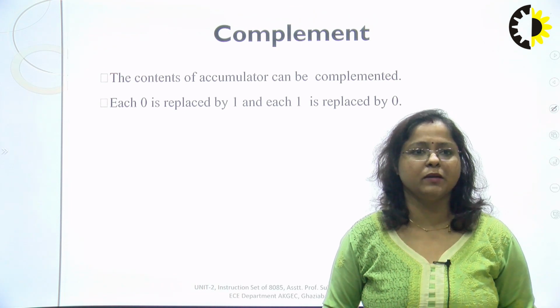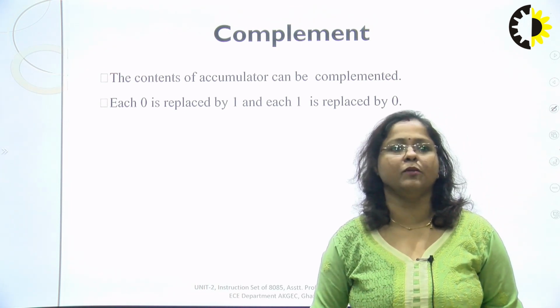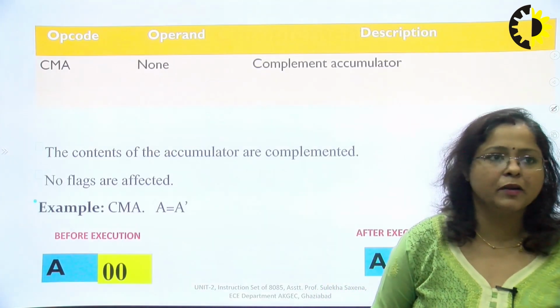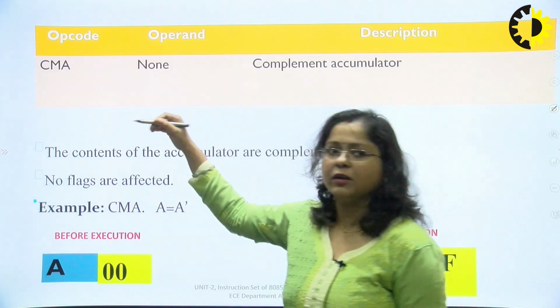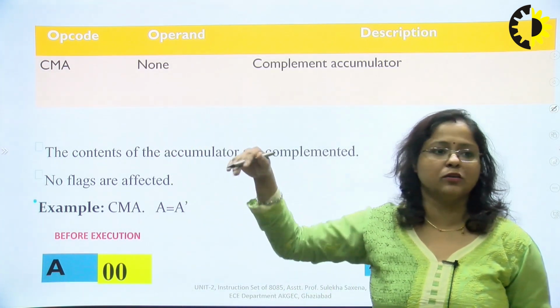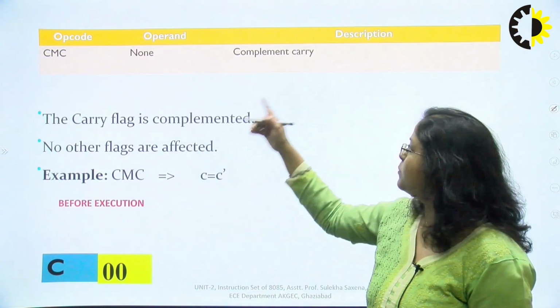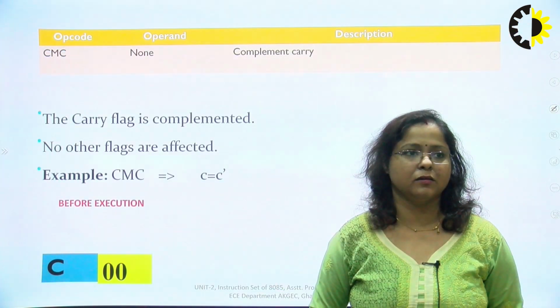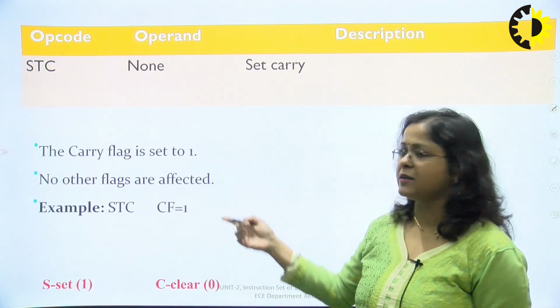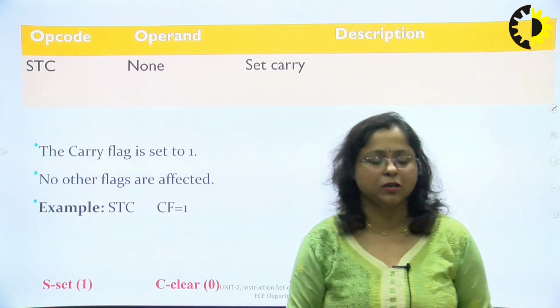Last is complement. The content of accumulator will be complemented using complement. So if we use CMA, it will complement the content of accumulator and save to accumulator only. And CMC will complement the carry flag. STC will set the carry flag. So these are all the logical instructions.